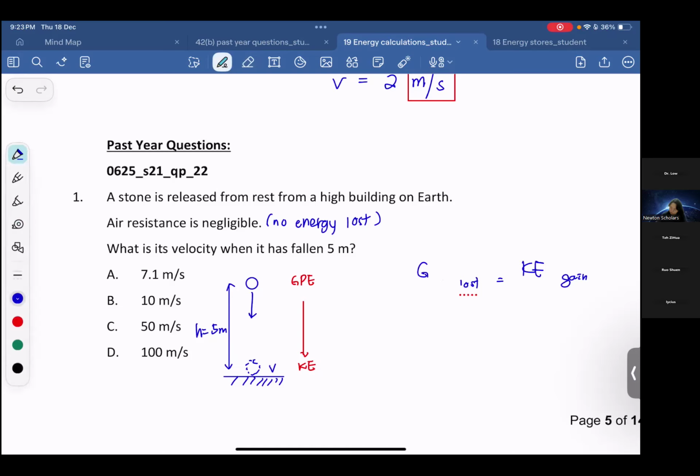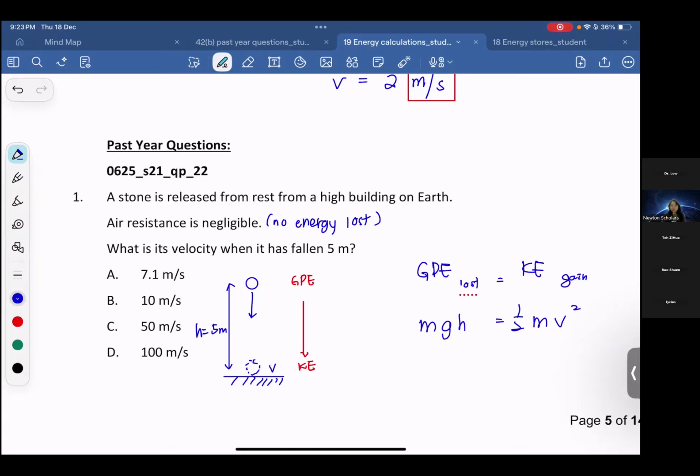Okay, I write GPE loss equals kinetic energy gain. So mgh equals 1/2 mv squared. But the problem is here. Teacher, the past year question didn't give us the mass. How can we proceed to solve it?